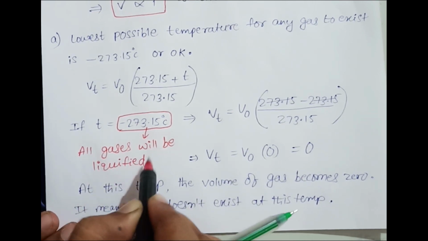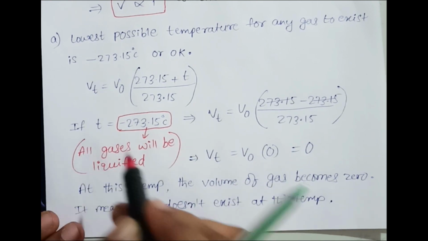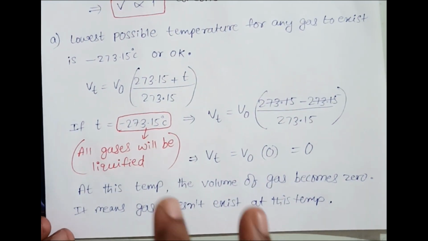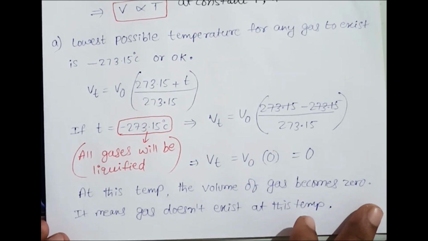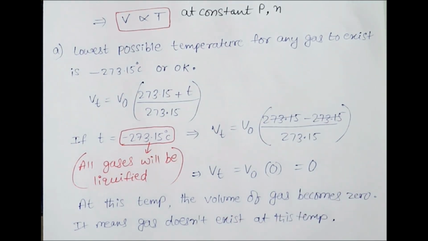So that means at this temperature no gas will exist. So this is going to be the lowest possible temperature for any gas to exist. This is Charles law, point number 1.